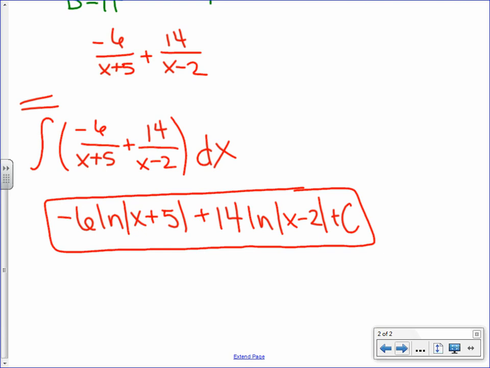Now, there will be times where, like in a multiple choice question, they might condense this logarithm to be the natural log of x minus 2 to the 14th divided by x plus 5 to the 6th. How did I get that? Log rules. Put the powers up top and then divide it.